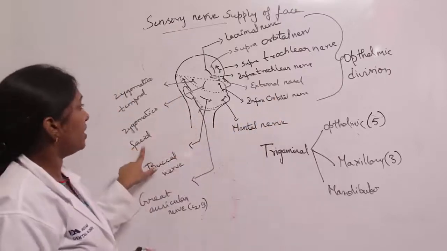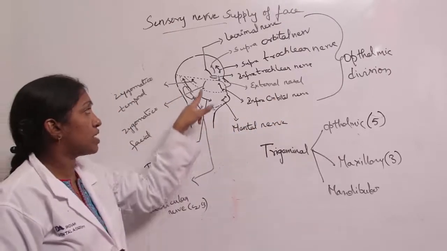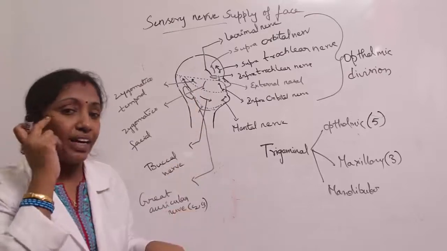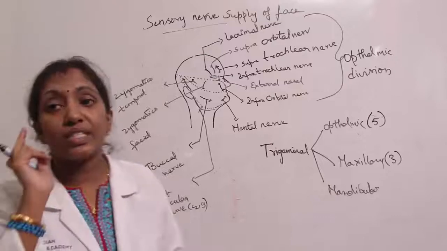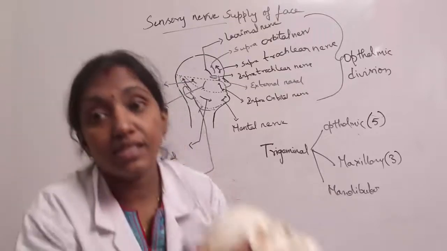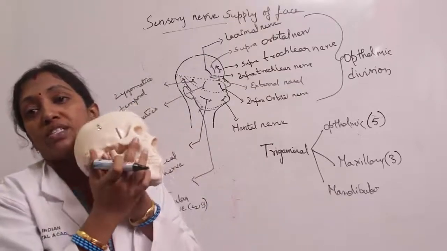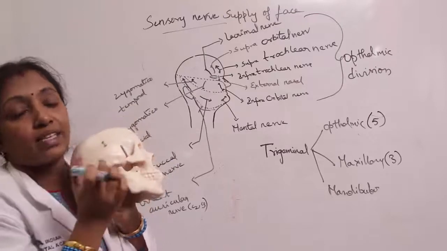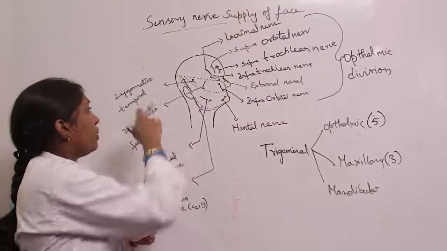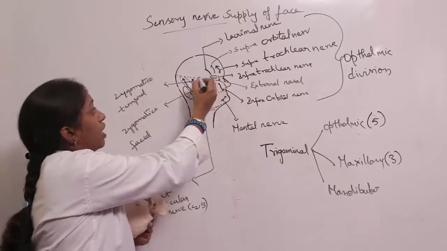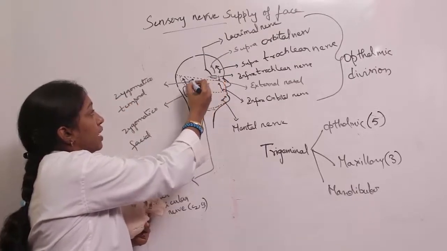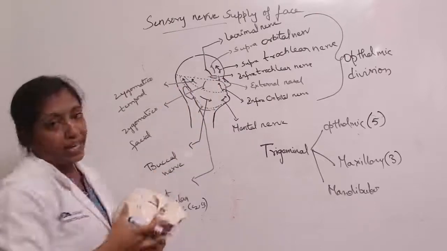And coming to the zygomaticofacial nerve, it supplies the area over the zygomatic arch. We can palpate the zygomatic arch here. So this is the zygomatic arch. The zygomaticofacial nerve supplies the skin over the zygomatic arch, and the zygomaticotemporal nerve supplies the temporal region at the level of the eyelid. So this area is supplied by the zygomaticotemporal nerve.